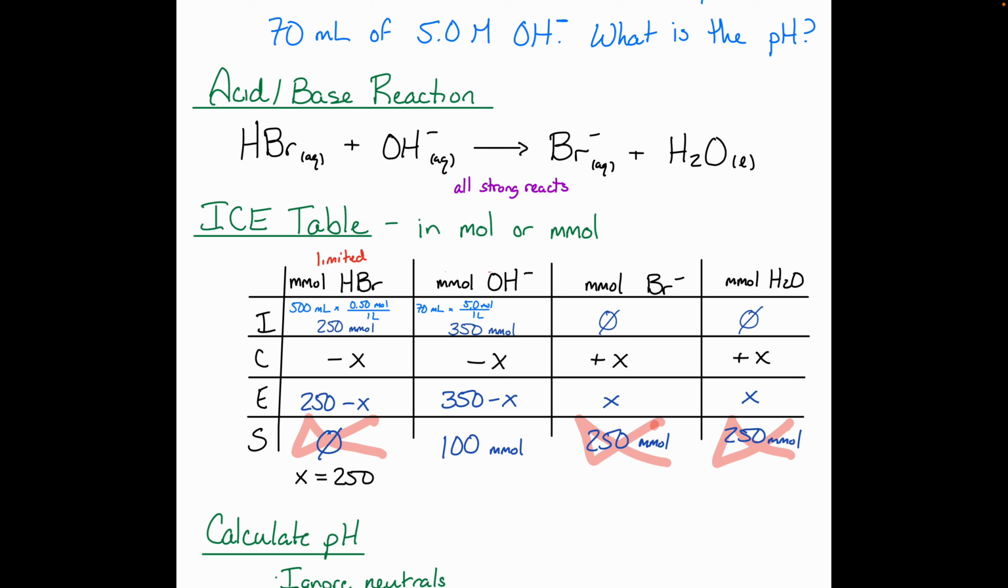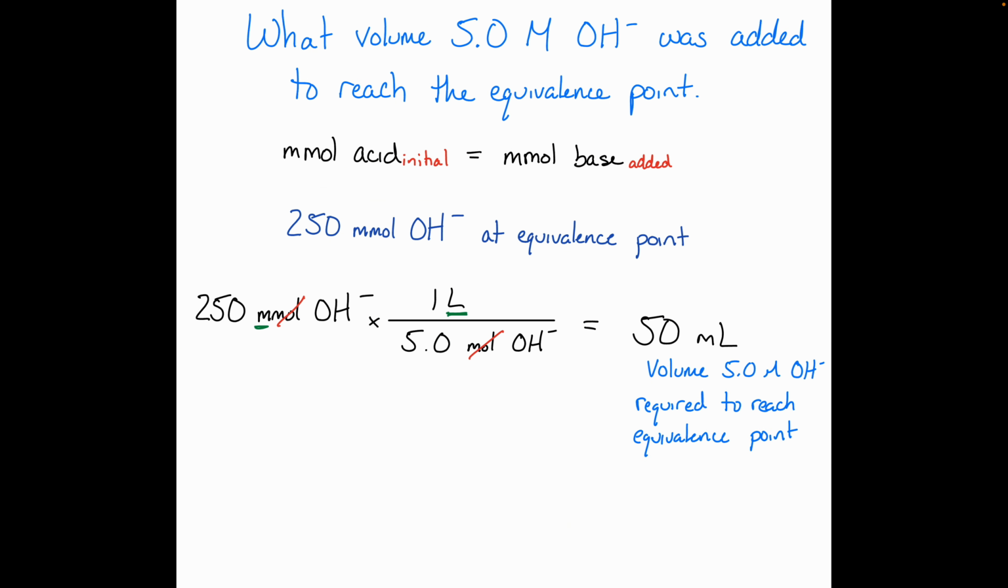Cool, and then the equivalence point, like we just said, is kind of the easiest one to do the pH for, but we also need to be able to calculate the volume required to get to that equivalence point.